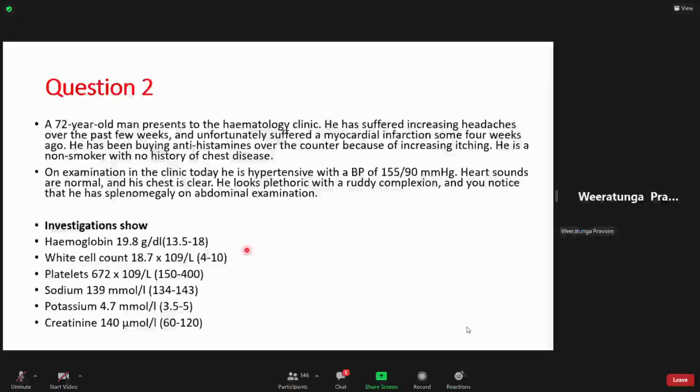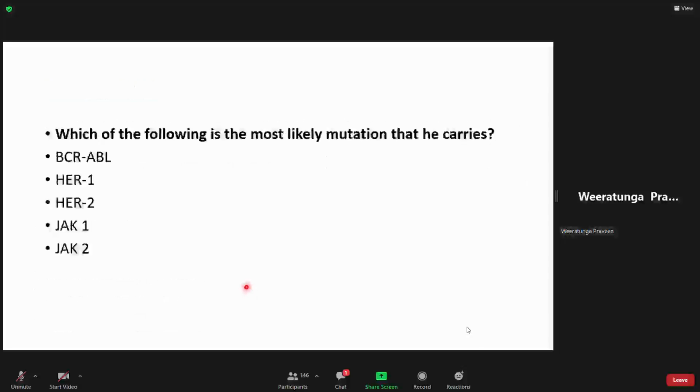A 70-year-old comes to the hematology clinic, has had MIs, and is on antihistamines because of itching. Plethoric. This is leaning towards polycythemia. There is polycythemia, splenomegaly, high hemoglobin, and the white cell count and platelets are also high, which is seen in patients with PRV. The other myeloid cells are also slightly increased. So this is PRV.